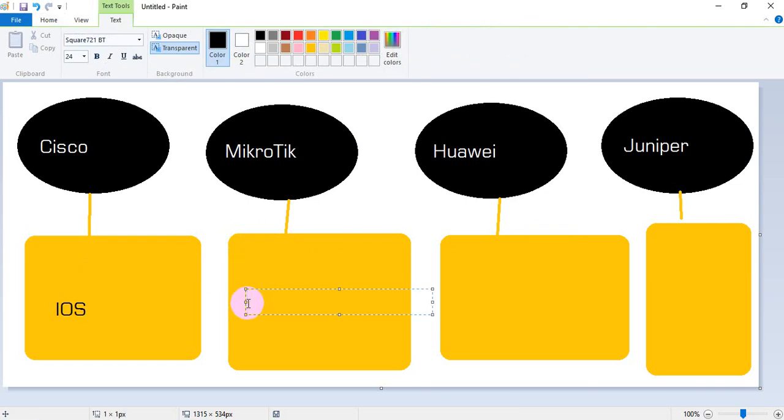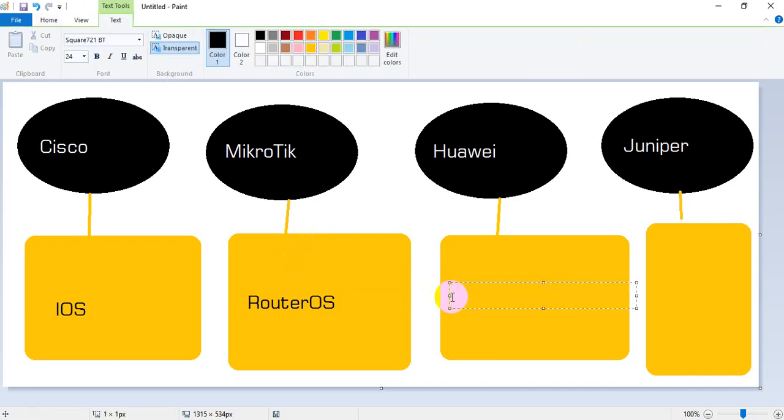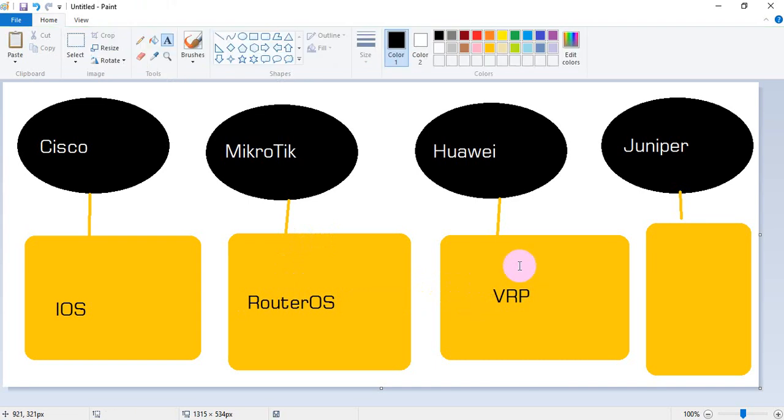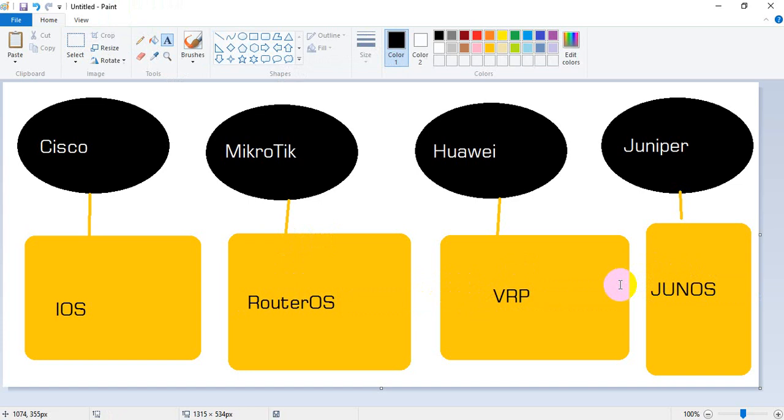MikroTik intermediate devices operating system is known as RouterOS, Router Operating System. Huawei operating system for its intermediate devices is VRP, which stands for Versatile Routing Platform. Juniper operating system for its networking products or intermediate devices is known as Junos. Junos stands for Juniper Network Operating System. Look at this: JU stands for Juniper, N for Network, OS for Operating System. So Junos stands for Juniper Network Operating System, which means the Juniper networking devices operating system.